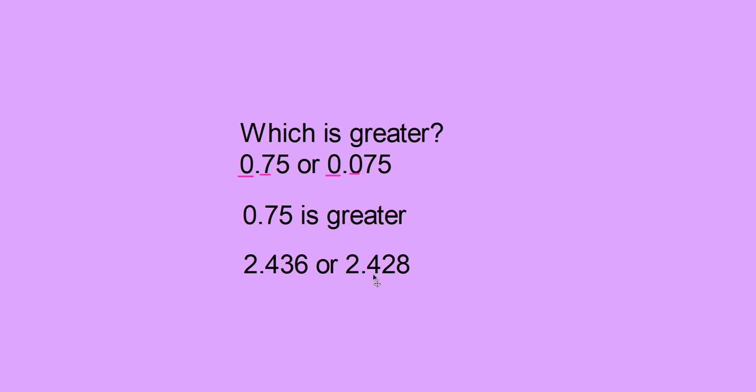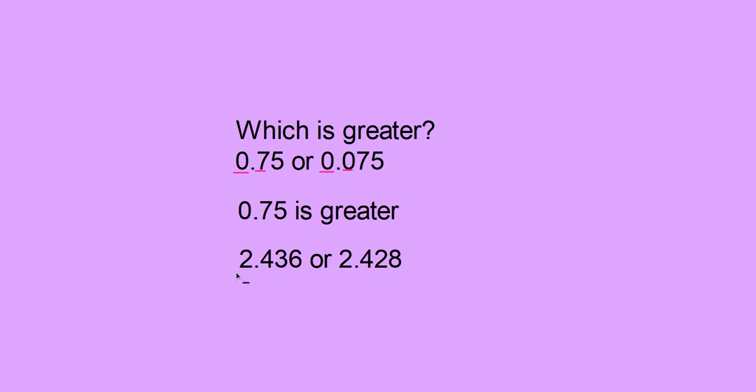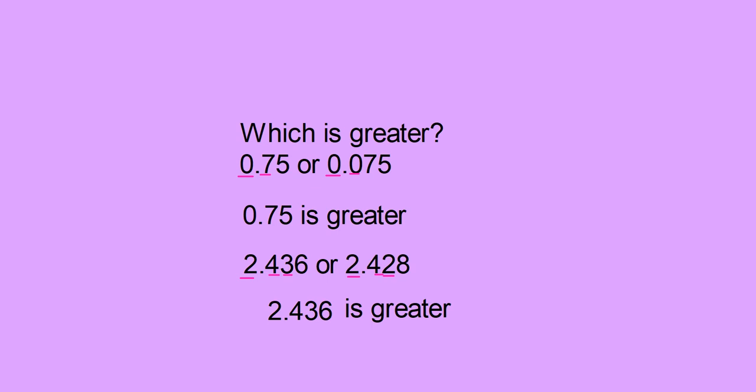What about 2.436 or 2.428? Here, as before, unit places are equal. Now look at the tenths place, which are also equal. Now hundredths place, here it is 3, here it is 2. Then you can say in the hundredths place, 3 is greater. Now no need of looking at the thousandths place. So you can write 2.436 is greater.